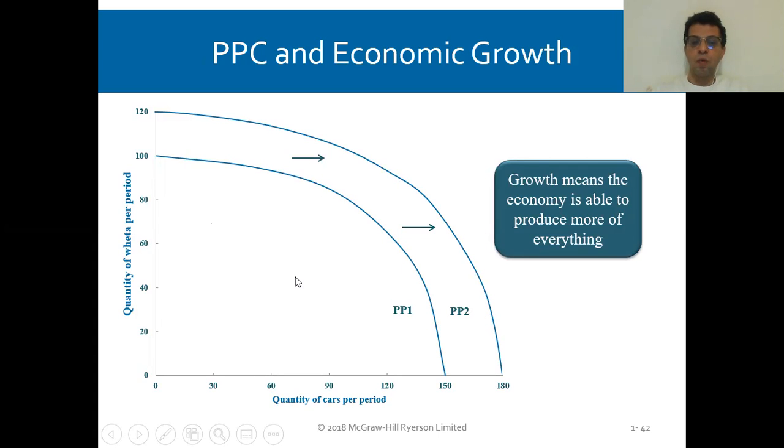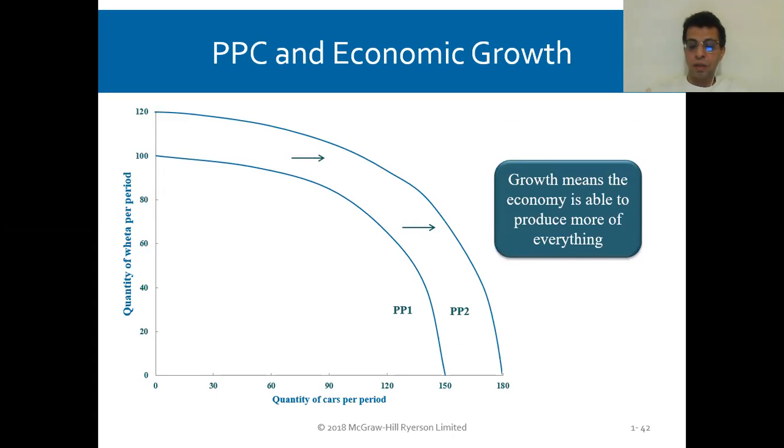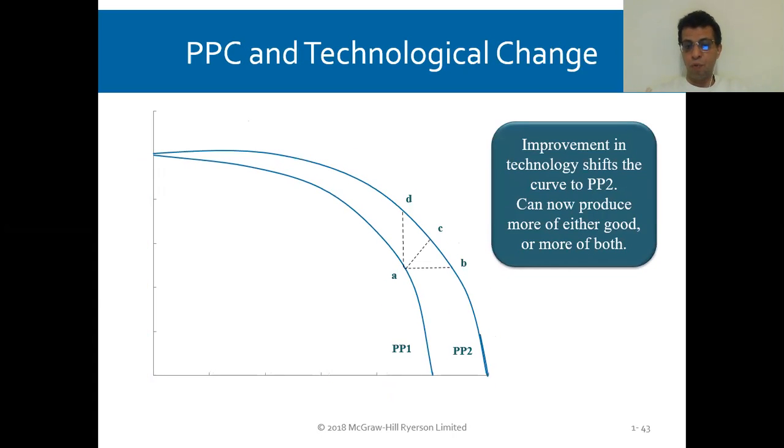And then you will see we can produce, instead of 100, because we improved the quality, we started producing 120. And here, because we moved into technology more and more, we start producing 180. But this shift does not always happen in parallel. You might have an improvement, for example, here only in cars, and nothing in wheat, so you end up with this kind of improvement. So an improvement in the technology shifts the curve to P2, which can now produce more of either good.